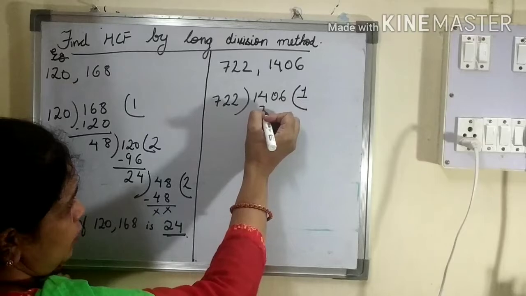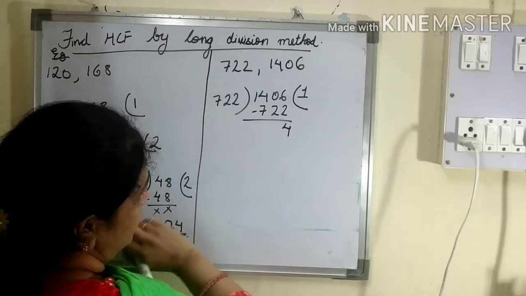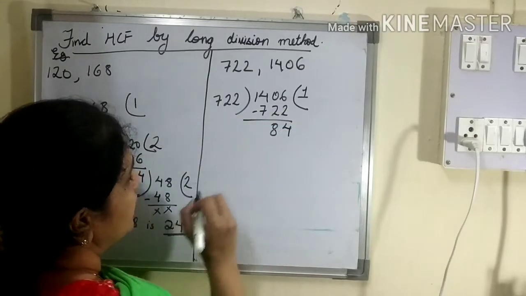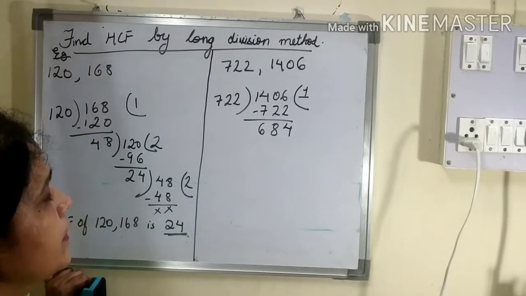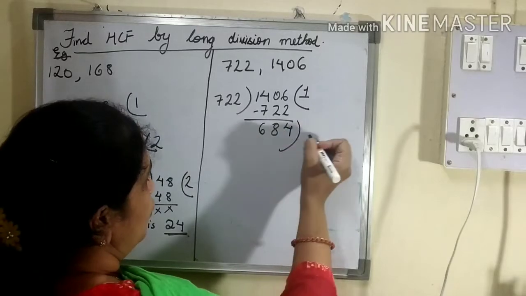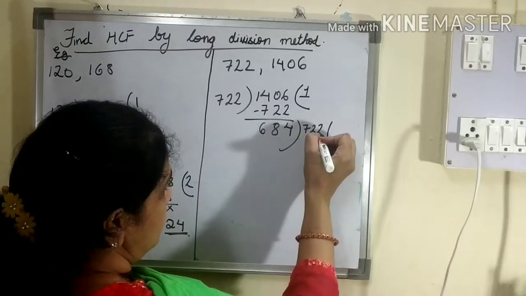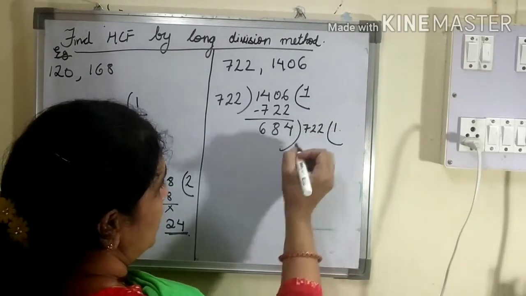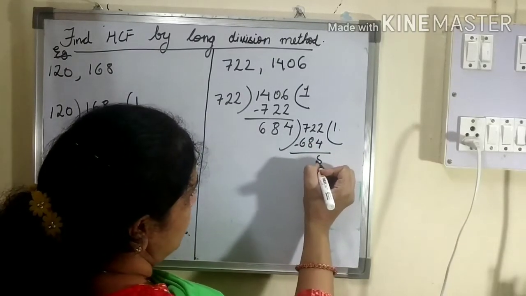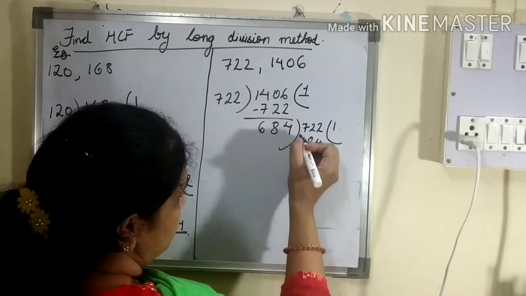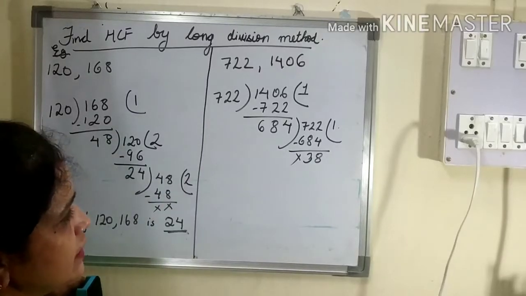So we divide it by 1 only, and when I divided, I got 6 minus 2, 4, 10 minus 2, 8, 13 minus 7, what does it come? It comes 6. Okay. Now 684 will be the divisor, and 722 will be the dividend. Naturally it will go by 1 only, so it comes 684. Now 12 minus 4, 8, 11 minus 8 it is 3, and 6 minus, so it comes 38. Now 38 will be the divisor, and 684 will be the dividend.